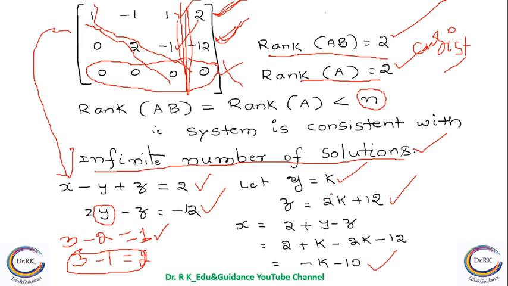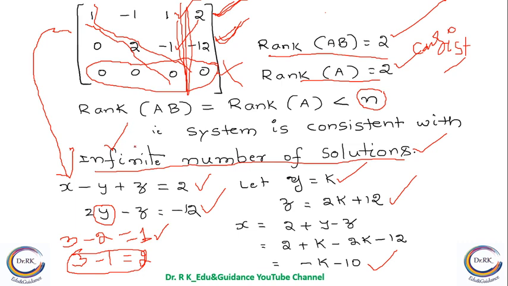So where k is an arbitrary constant, if we put k equal to 1, we'll get one solution. k equal to 2, another solution. k equal to 3, another solution. k equal to minus 1, another solution. So how many values can we give to k? Infinite number of values. How many solutions will we have? Infinite number of solutions.